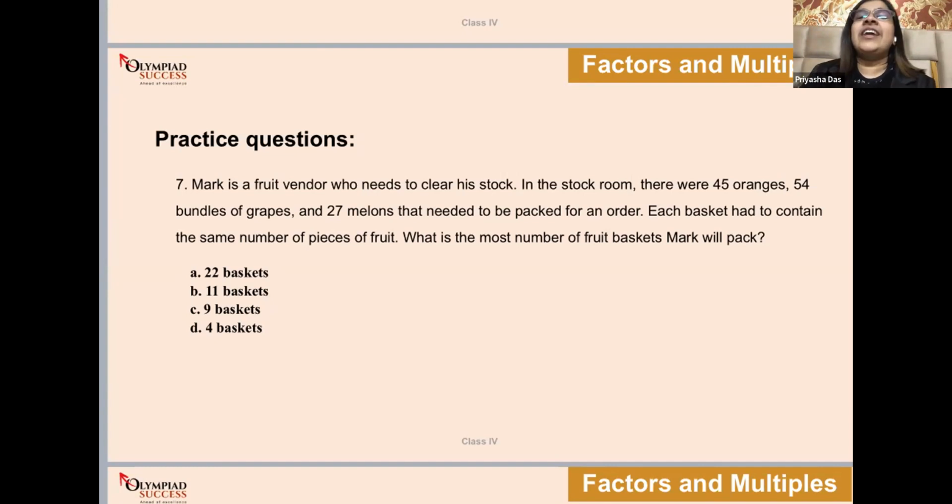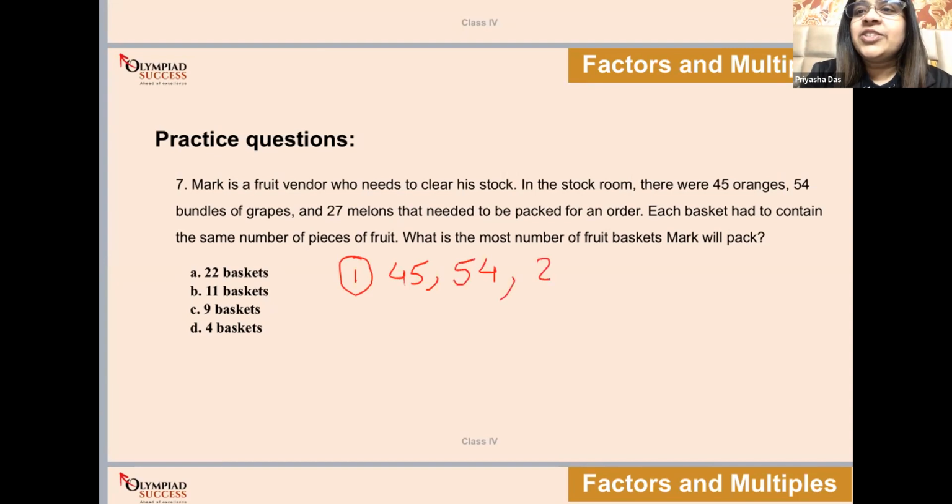Okay, how many answers are correct? How many answers need correction? We'll see that. Number 1 step, Priyasha ma'am always goes by the step-by-step procedure. Okay, that is always giving me peace. So we'll take that. Yeah, thank you, Sanvi, for the smiley. So 45 is one number here. We have 54 as the other number here, and the third number is 27.